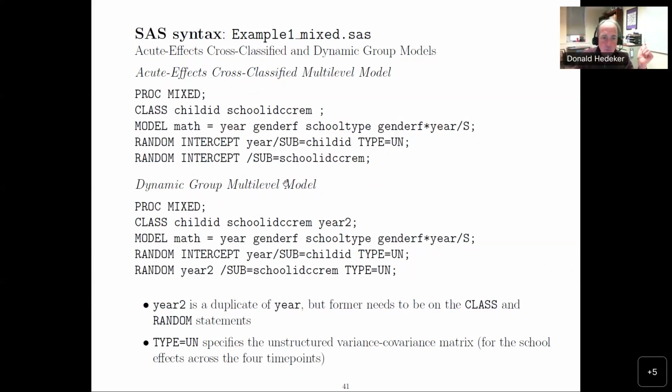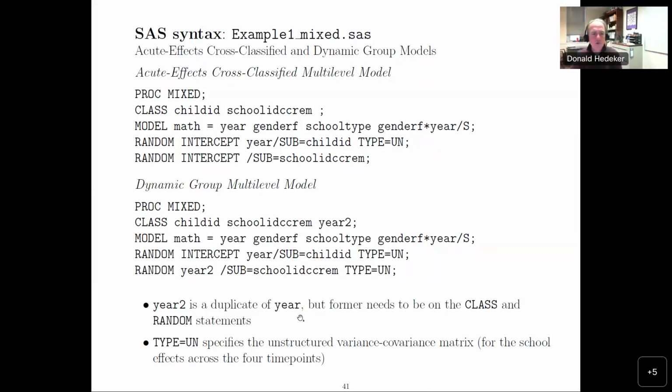In the dynamic group multi-level model, instead of putting a random intercept, I put the time variable as a random effect. Now, in SAS, it wants that to be a class variable. So that's why in this data set, there's a variable called year 2, which is just the same as the year variable. But here, it's going to treat it as a classification variable when it forms the random effect variance covariance structure. Whereas on the model statement, and on the random subject effect, it's treating it as a linear predictor. So that's the difference there.